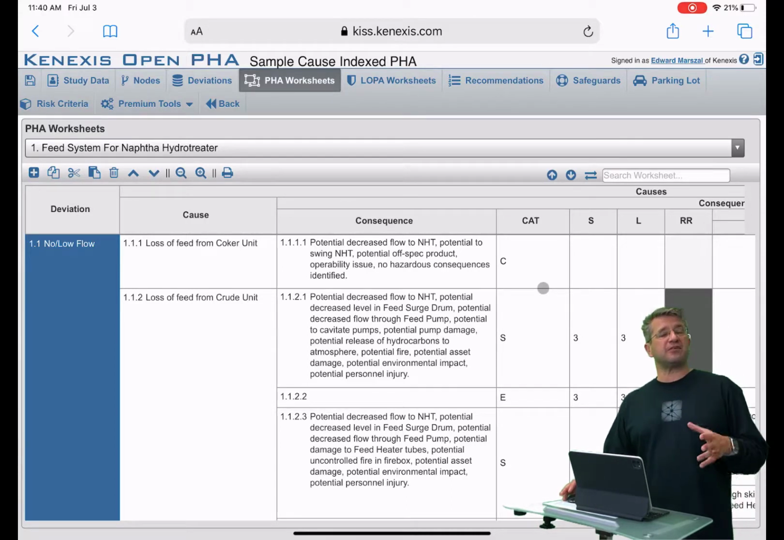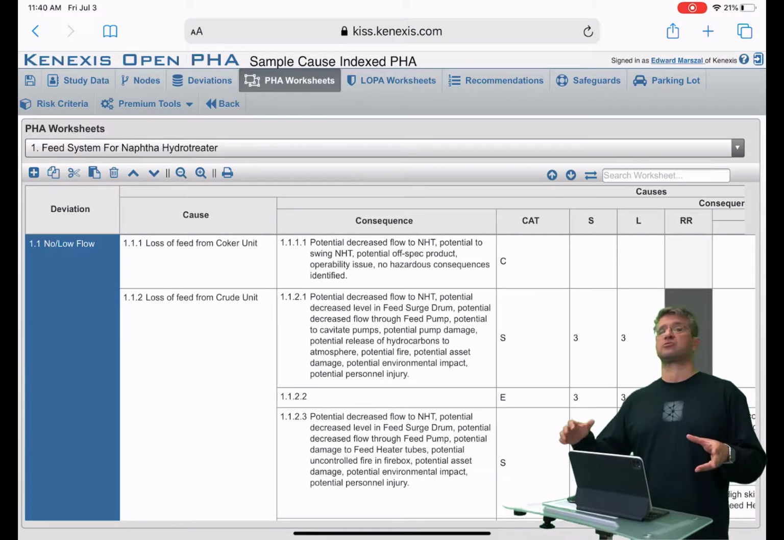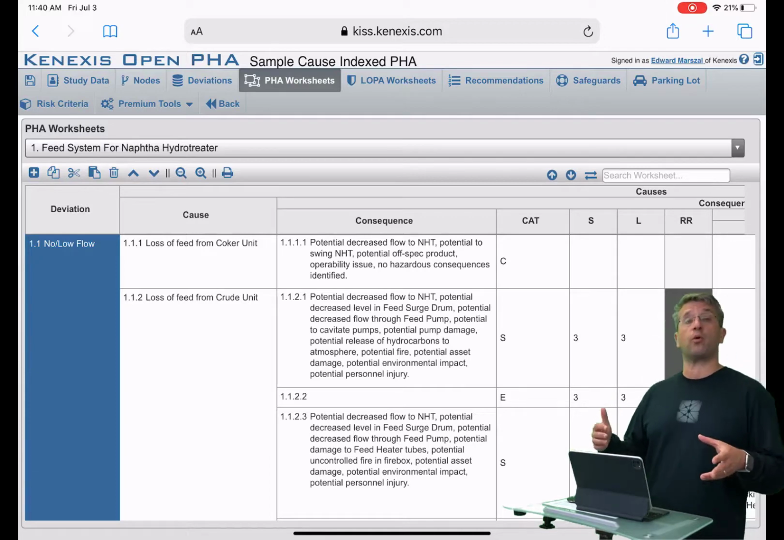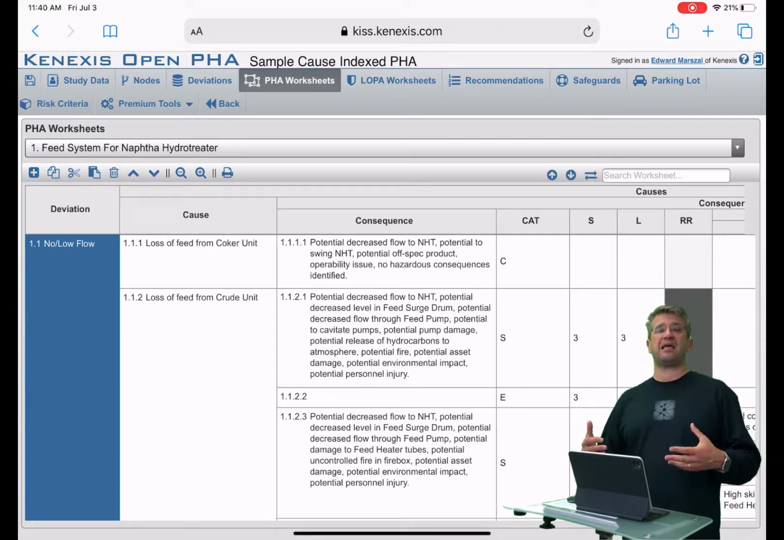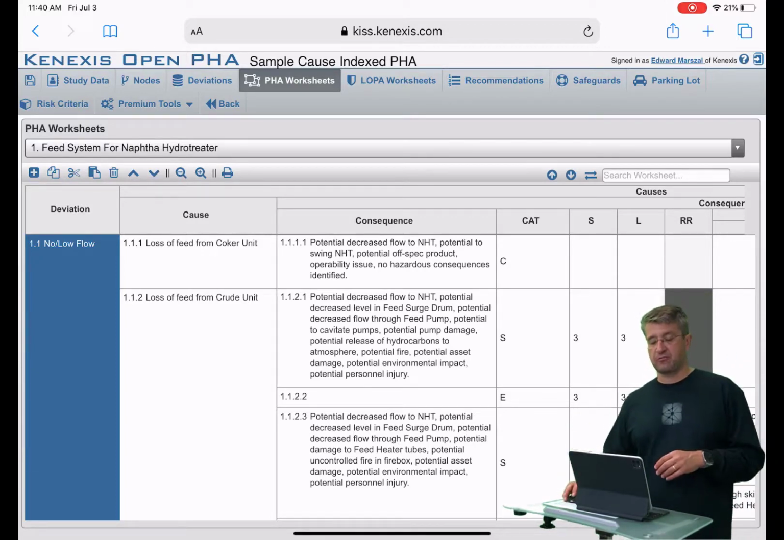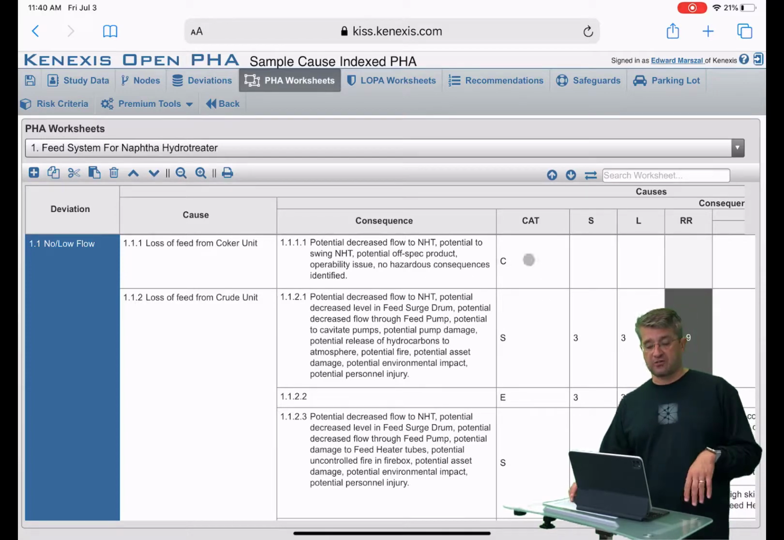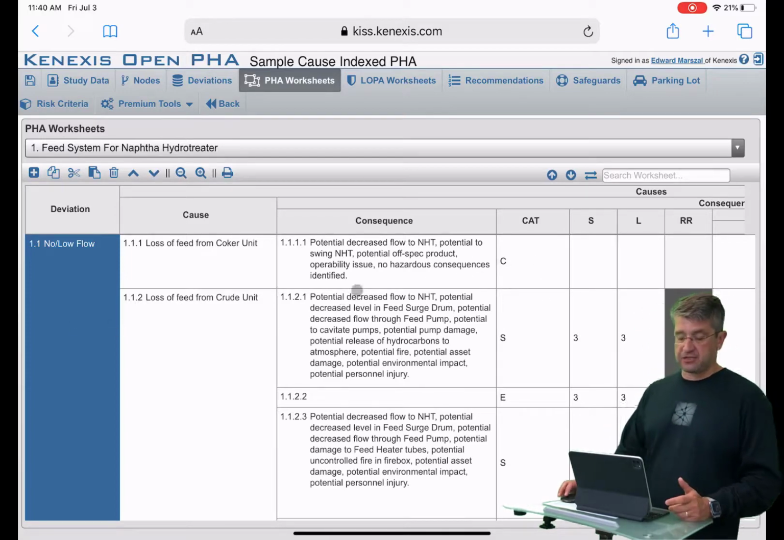there are arguments in industry, but the consequence indexed PHA does have a lot of advantages in terms of downstream documentation, such as hazard registers and bow tie diagrams, which are becoming more and more prevalent in the overall management of risk. But I'll start with the cause index PHA.